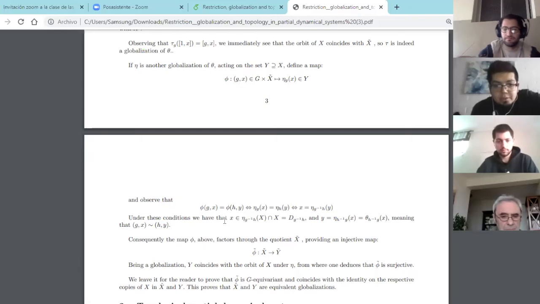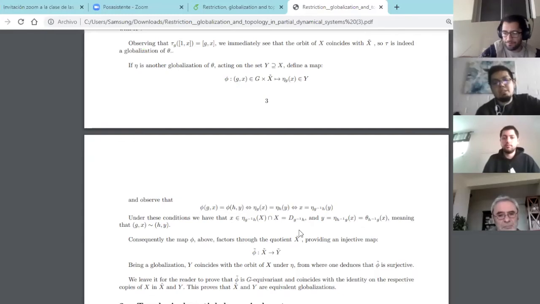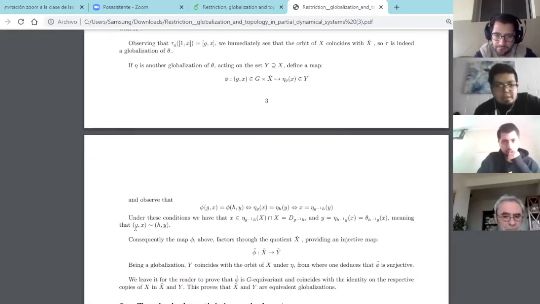So if X is here, it's the same as this domain by definition, because this is the object we have, and Y is there, right? So this means that the pair (G, X) is related in our original relation with (H, Y).